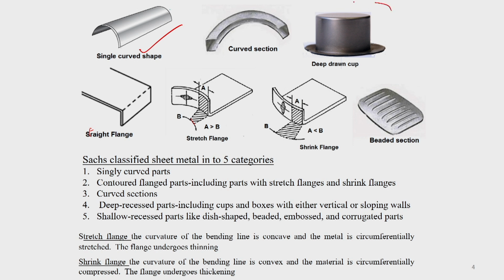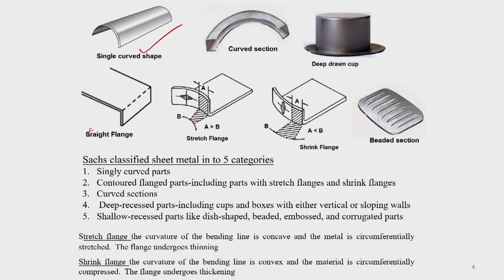Then you have deep recessed parts like this, curved sections with vertical or sloping walls and other things. A deep recessed part is like a deep drawn cup. Many household items you will find these things. Even for industrial purposes you will see that. Either with vertical or sloping walls, what is shown here is a vertical wall, and then you have the flange here.